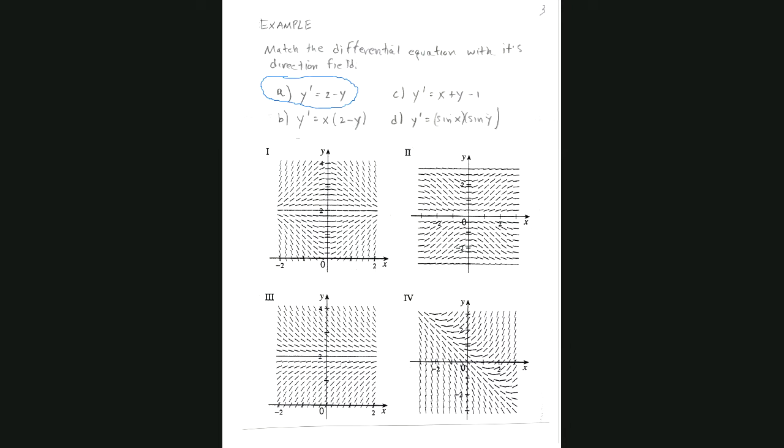And notice B is y prime equals x minus 2y. Right? So now they throw in an x there as a factor. So this is the kind of thinking that I want you to do for this example, this little exercise. So take a moment, take about 5 minutes here, and see if you can match the direction field with the differential equation.